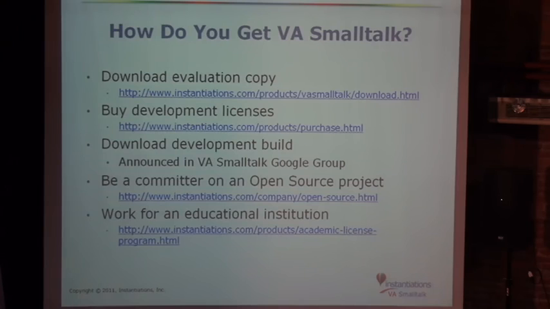We have in the past done development builds that we've made public. These are interim releases that have not been through our full testing cycle, but they perhaps provide some functionality that people want early. We've also posted some features into the Vast Goodies repository, which is where our open source projects live, just until the next release comes out. You can be a committer on an open source project, obviously a Smalltalk open source project. If you're a committer, here's the URL you want to go to where you can get a fully paid up license. Or you can work for an educational institution. If you're a professor at a university, we give academic licenses. So there's a number of ways to get the product.